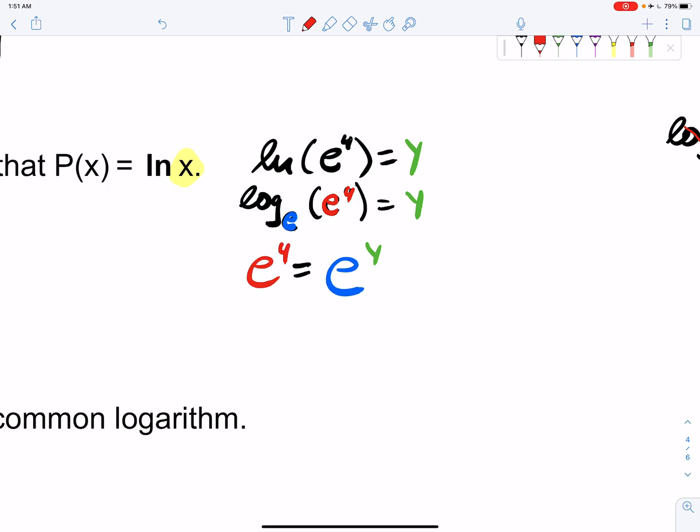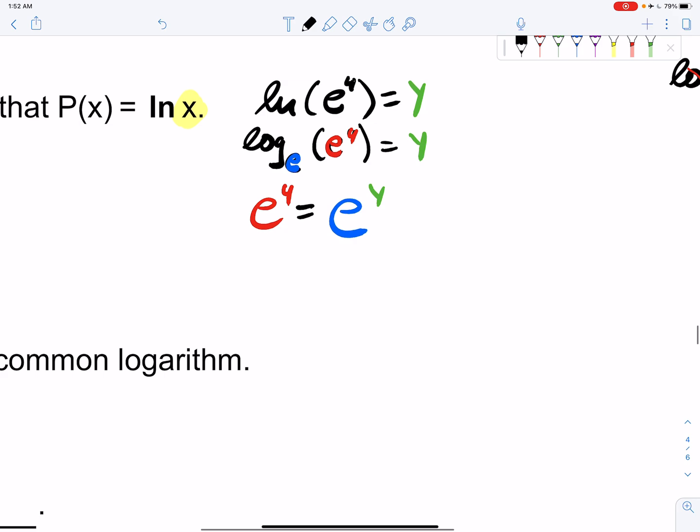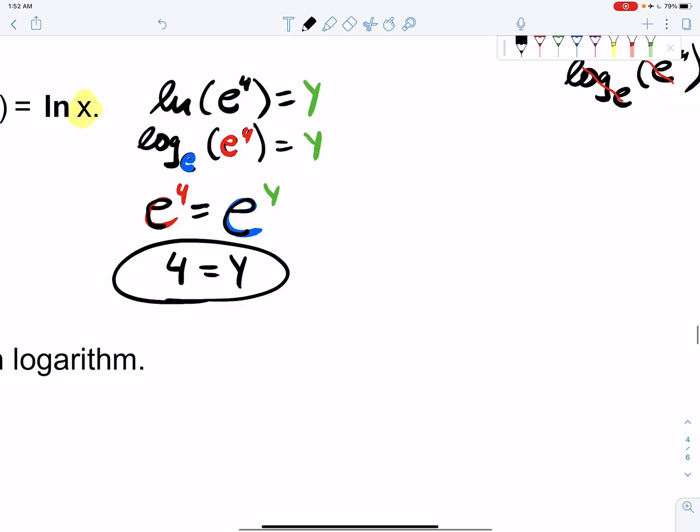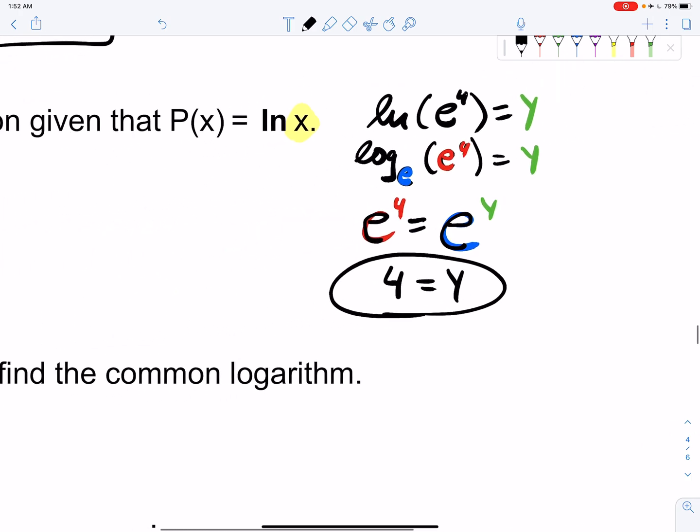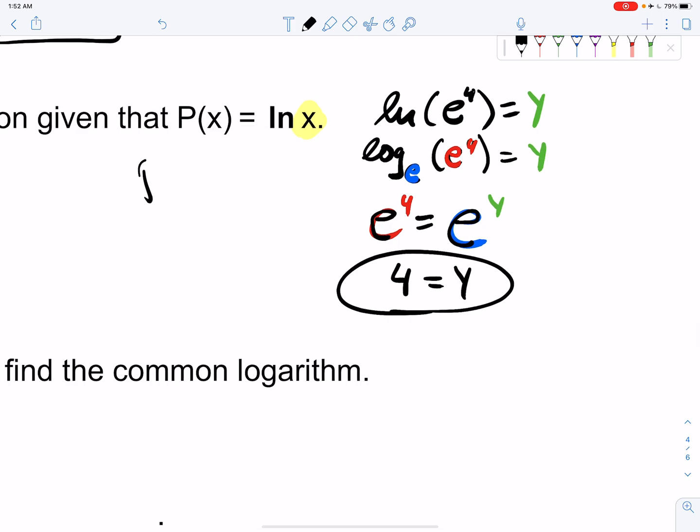Wait a minute. We found out from maybe section 8.1 that when the bases are the same, then we can just take the exponents and set them equal to each other. Hey, y equals 4. And that's what I got over there real quick with that inverse idea, which is very handy, by the way. So the answer is going to be 4.